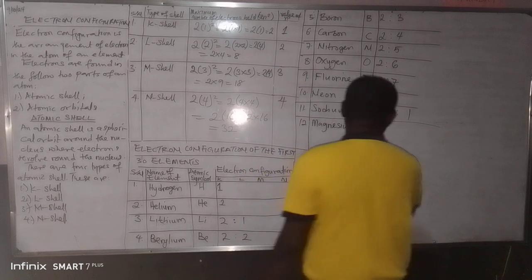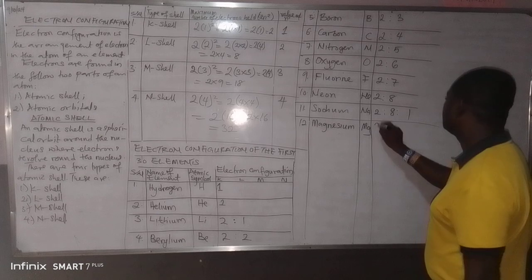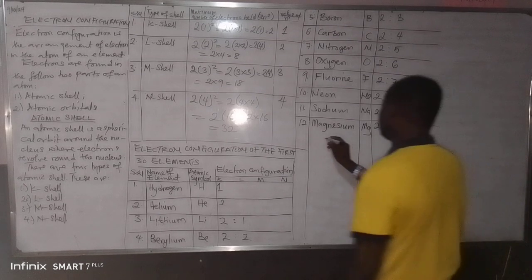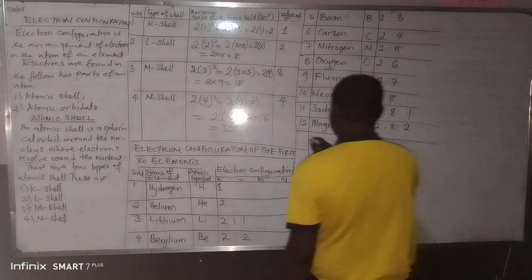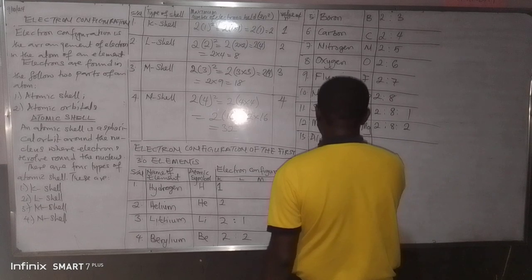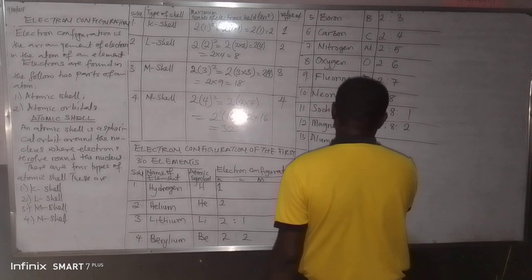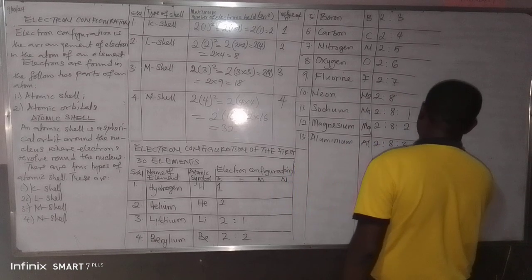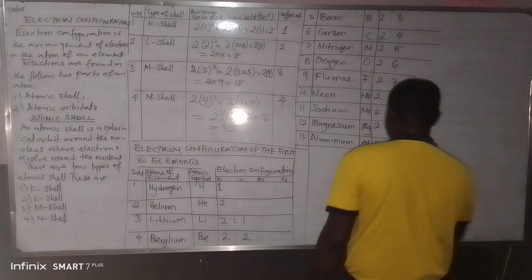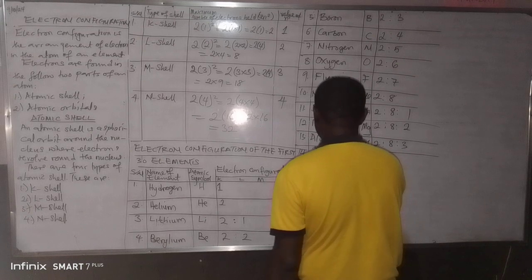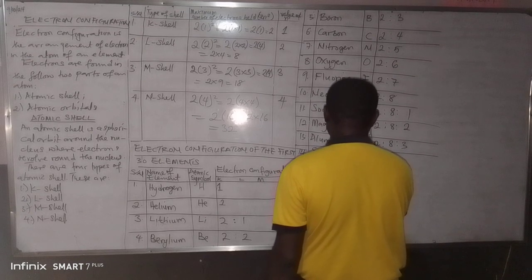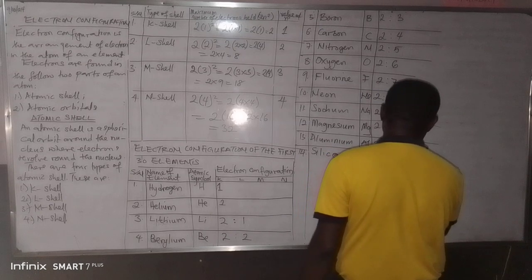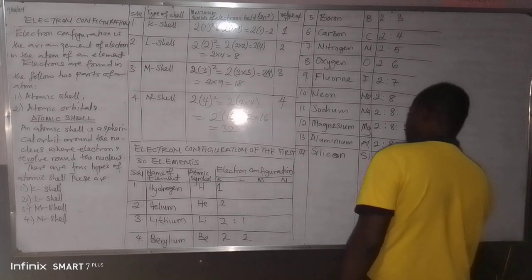Magnesium, Mg, has 12 electrons. 2 stays here, 8 stays here, then we have 2 here. Then we have aluminium, Al: 2, 8, 3. Then number 14, silicon. Silicon, Si: 2, 8, 4.